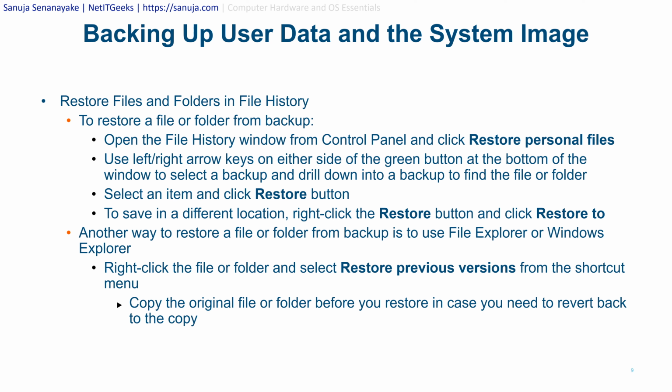Another way to restore a file or folder from a backup is to use File Explorer or Windows Explorer. Right-click the file or folder, select Restore previous versions from the shortcut menu, and then you can basically copy the file or folder before you restore, in case you want to revert back to the other copy.